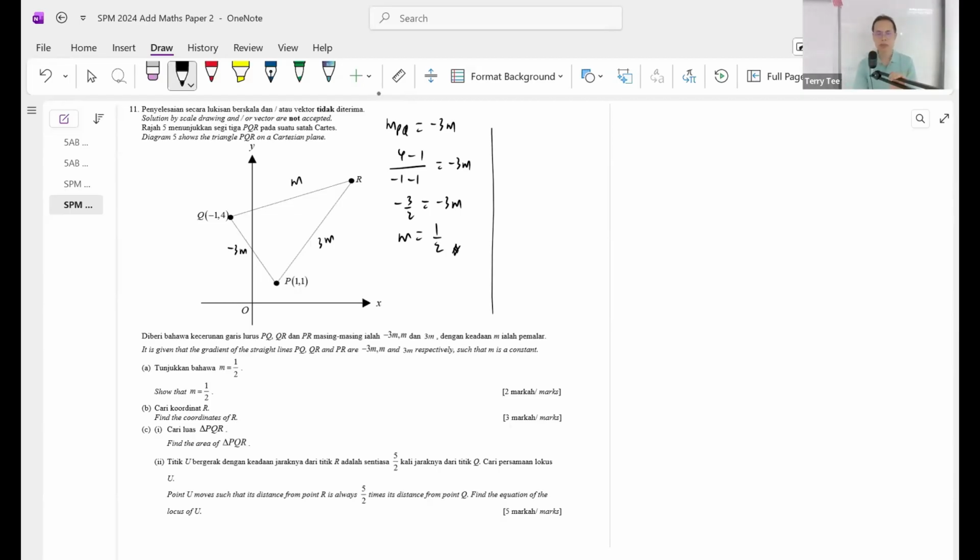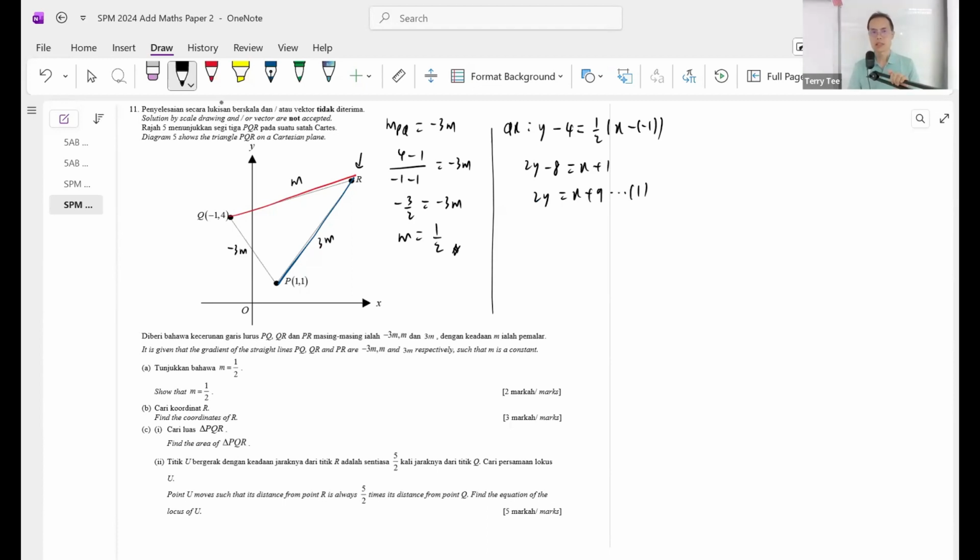Now next, how to find coordinate point R? We need to form two equations and solve them simultaneously. We find the equation of straight line QR, which is this line, and the equation of straight line PR, which is this line, and then solve them to find R. Your gradient QR we know is m. For straight line QR, I'm going to use y minus y1, which is 4, equals gradient half, times x minus x1, which is -1. We can multiply over by 2: 2y minus 8 equals x plus 1, so 2y is x plus 9. I'll just leave it first. You can make one of them the subject if you want.